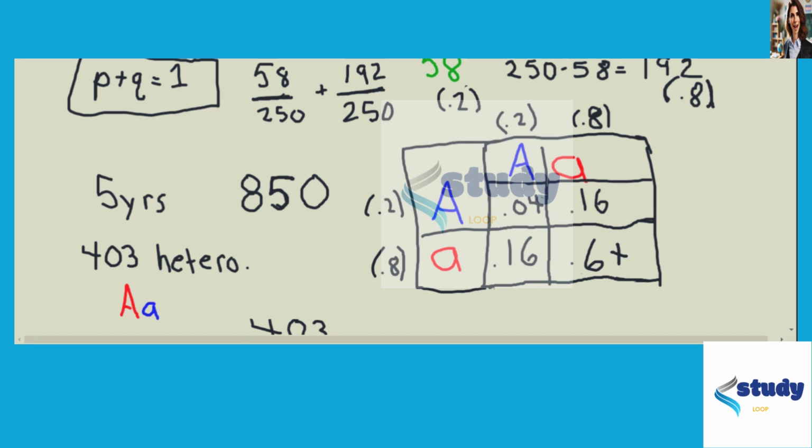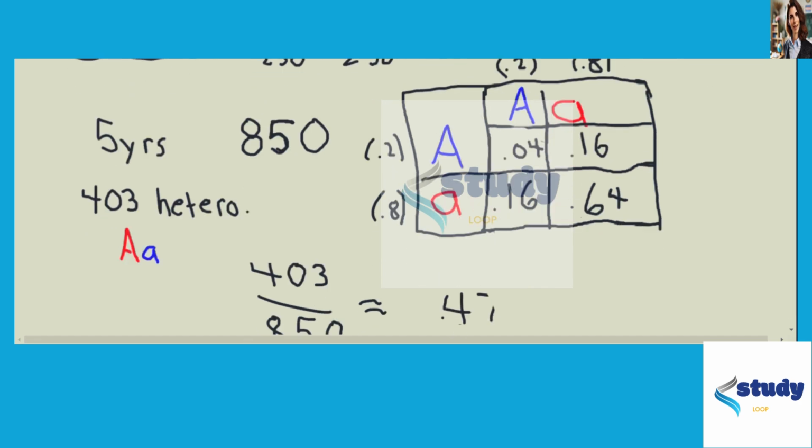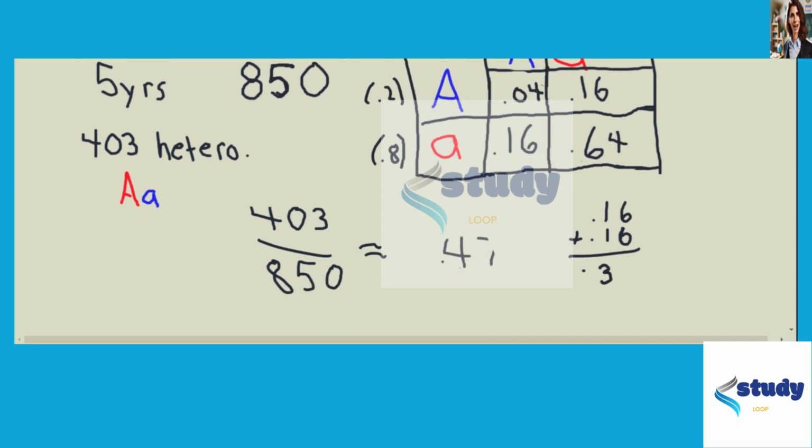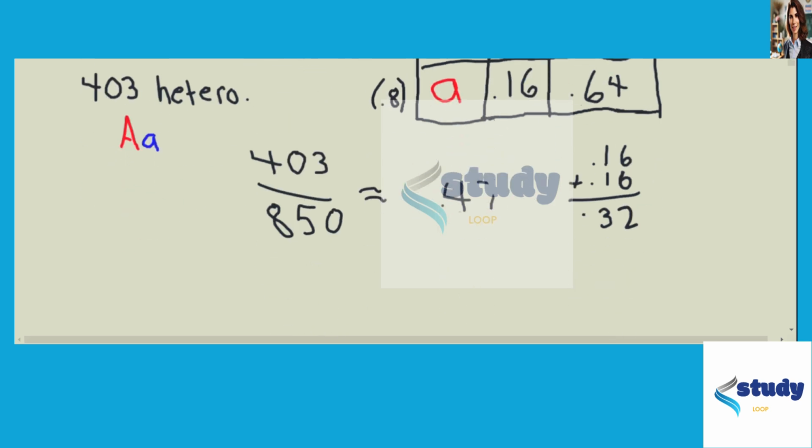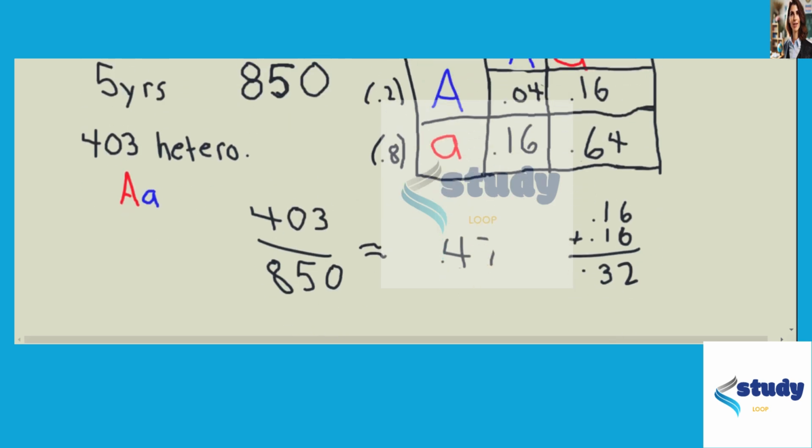And if we add these all up, it should equal 1, which if we just do in our head, 0.16 plus 0.16 gives the total amount of heterozygotes. And that, of course, is going to be 0.32. 0.32 added to 0.64 is 0.96 plus the 0.04, so we get 1, right? So everything is good there.